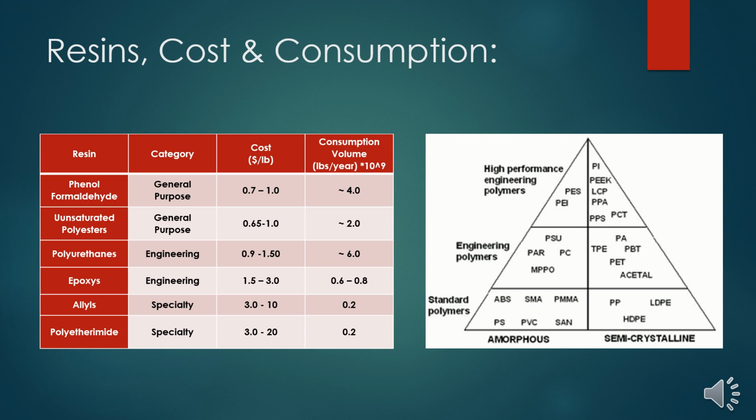From viewing the table, you can notice that the cost per pound of specialty thermosets are much higher and the consumption volume is much lower than that of general purpose or engineering thermosets.